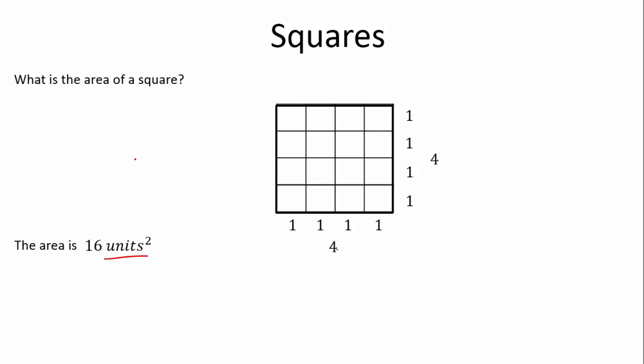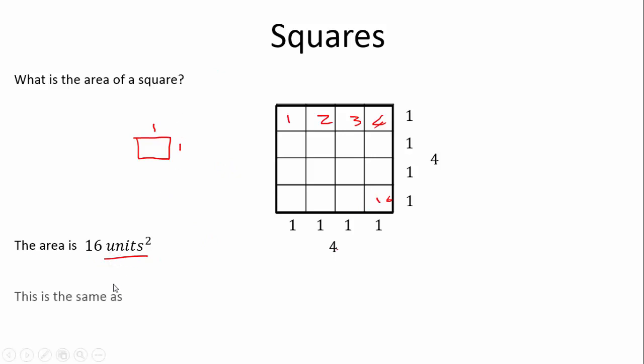What do I mean by units? If you take each of these squares, which are 1 by 1 unit squares, there are 16 of them. If you go 1, 2, 3, 4, 5, 6, 7, 8, 9, 10, 11, 12, 13, 14, 15, and 16. So there are 16 blocks here.